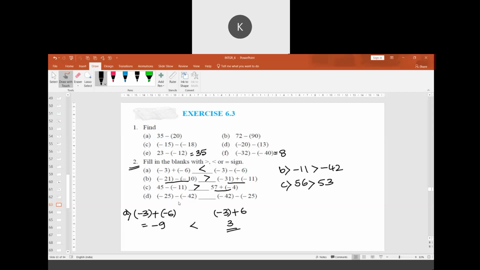How about this question? The last one. I think you'll get 17 and minus 17. Check. 17 and minus 17 you get.